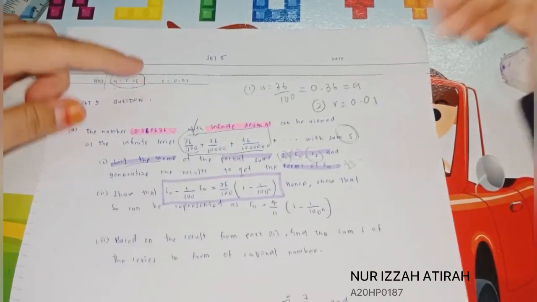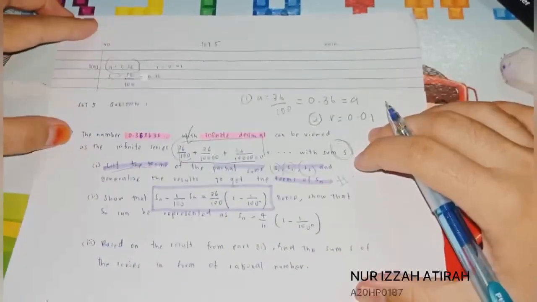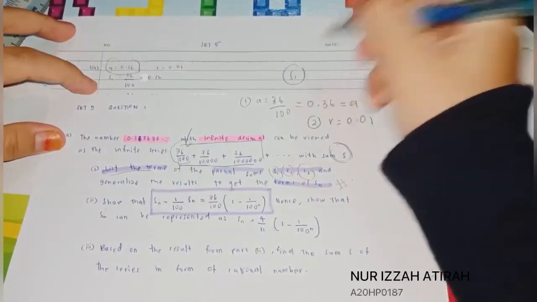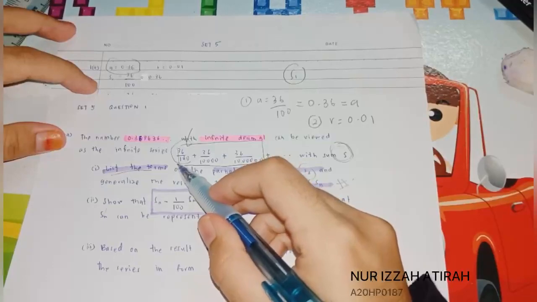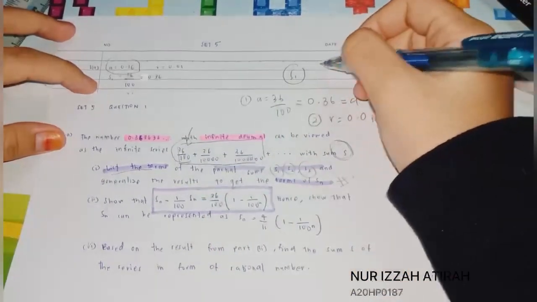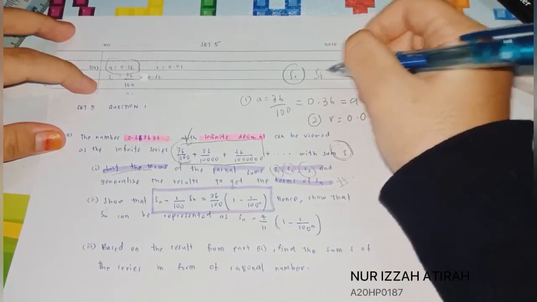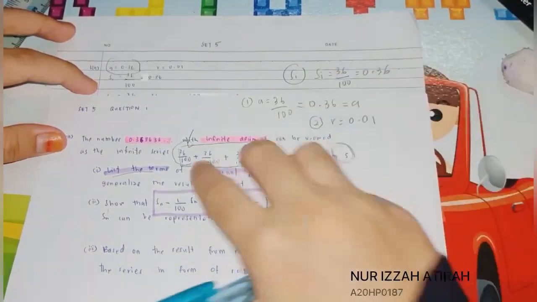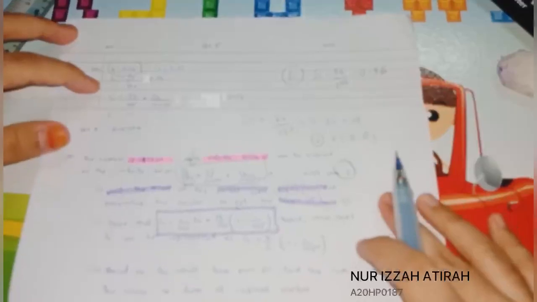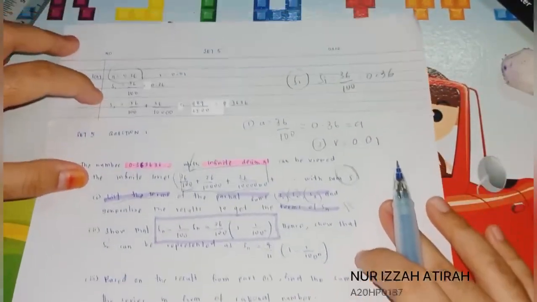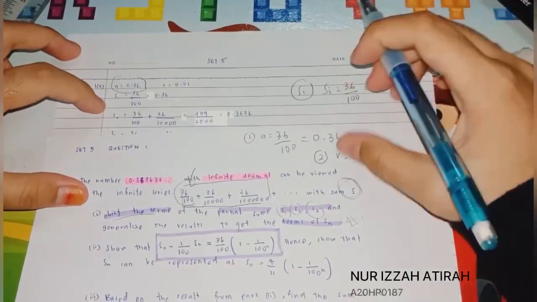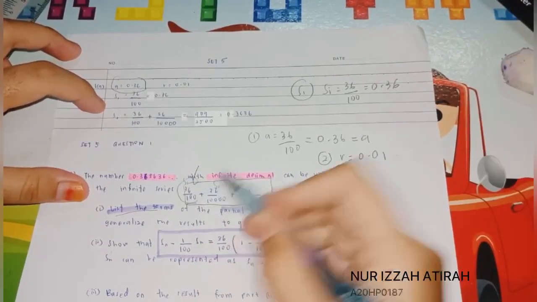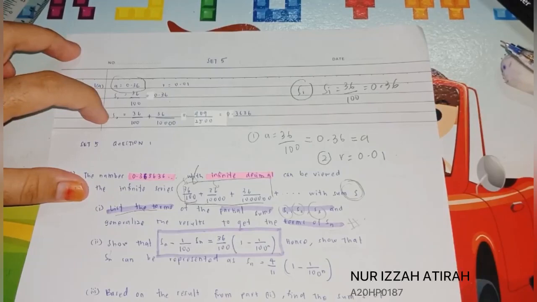Okay, next, what we need to do now is find S1. If you want to find S1, we take it from the first term, 36 over 100, but we need to list it. So S1 is equal to 36 over 100, which is equal to 0.36. Same answer, right? Next, they ask us to find S2. How to find S2? This is S1, this is S2, so we need to add them.